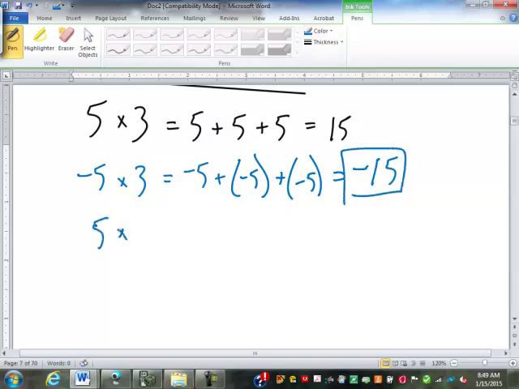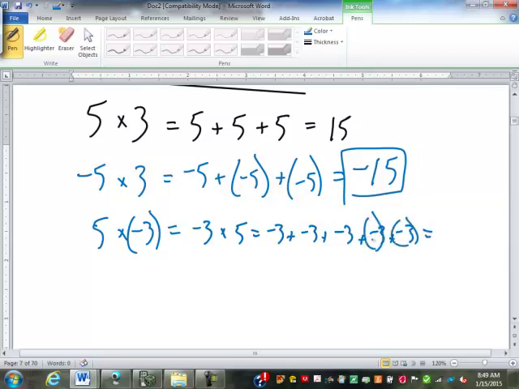What about 5 times a negative 3? Well, we can't take negative 3 5s and add them together, can we? So we have to think of this a different way. We can switch it to be negative 3 times 5, so there's 5 negative 3s added together, which would give us, well, excuse me, still negative 15.